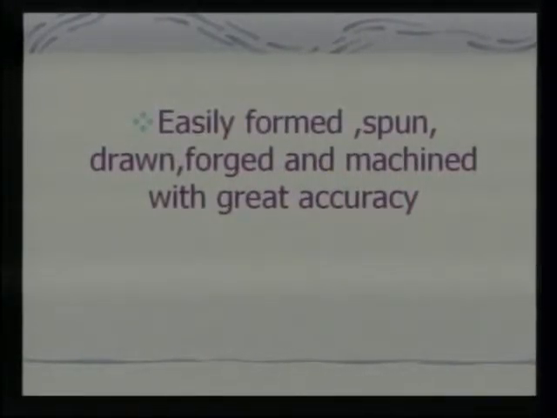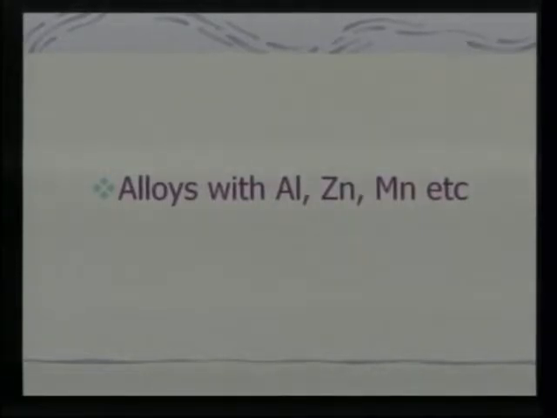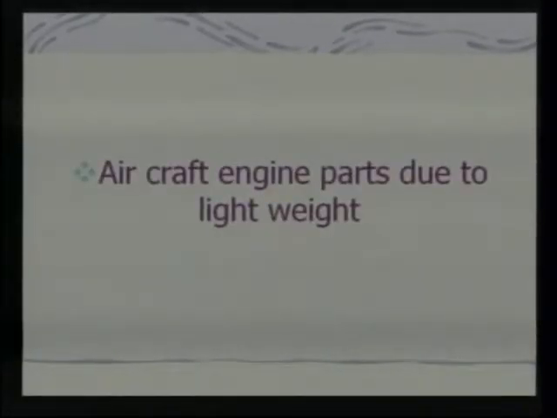Now we go for magnesium and its alloys. Properties are like this. Lightest of all engineering materials. Due to this, magnesium is alloyed with aluminium to make aircraft components. Easily formed, spun, drawn, forged and machined with great accuracy. Spinning means it is done in the turning process to give shape. Alloys with aluminium, zinc, manganese, etc. Uses are like this. Aircraft engine parts, due to light weight, as I already told you. As an alloying element in aluminium alloys.